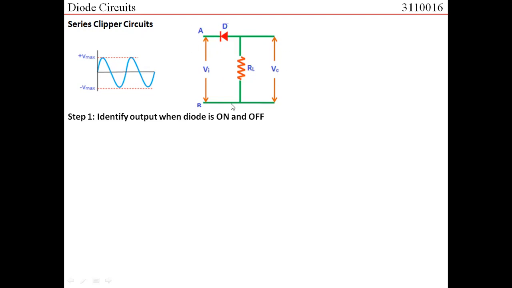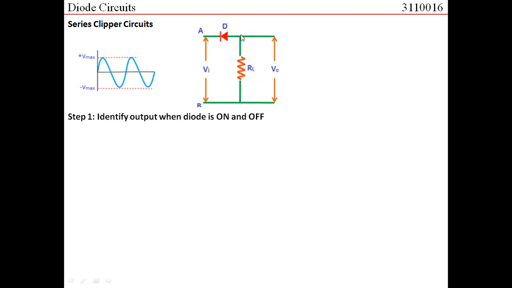Just try to focus on this circuit and try to find what would be the output voltage if the diode is on and if the diode is off. Suppose that this diode is on. When the diode is on, it acts as a closed switch. Considering the diode to be ideal, there is no voltage drop across the diode. So here we find that whatever input voltage is present would be the output voltage.